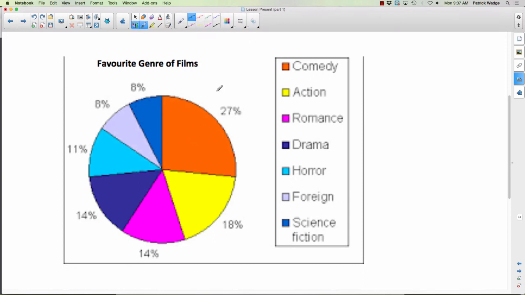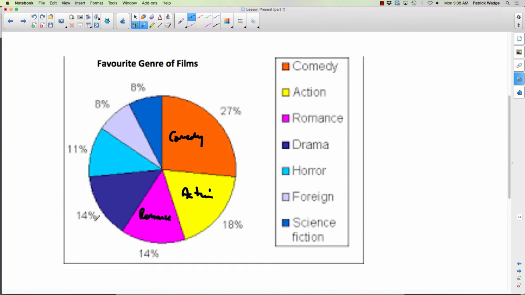Of course, another way they sometimes do this is rather than having the key here, it'll say comedy in here, and it'll say action here. Then you wouldn't need the key because you'd have it written all here. I'm not going to write them all down, but you know what I mean. Okay, so there's different ways to make the pie graph.